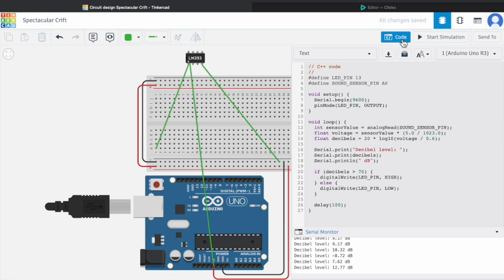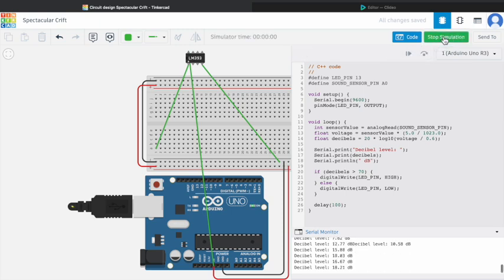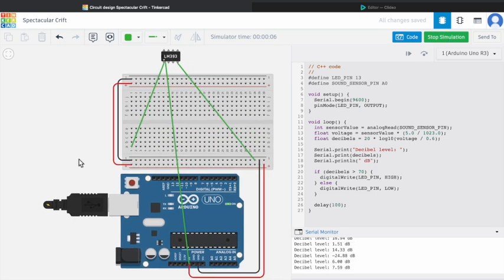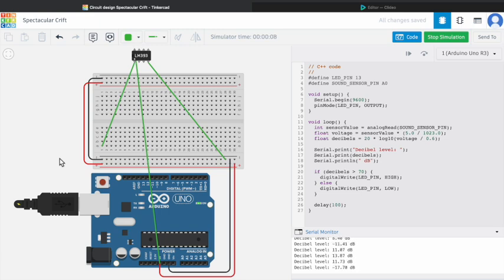How the simulation works in the C++ code for an Arduino with a sound sensor. The initialization. When the Arduino starts up, it initializes communication with the serial monitor at 9600 baud, which is crucial for debugging and monitoring data. It also sets up pin 13 as an output, which will control the LED.